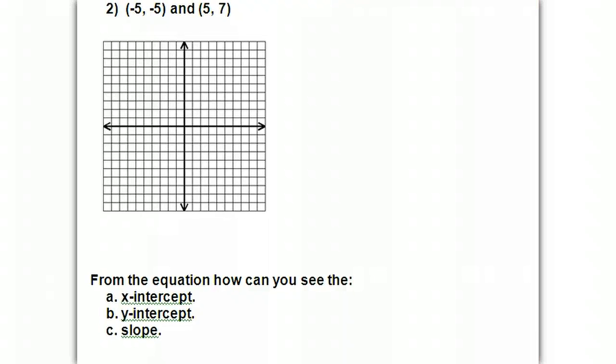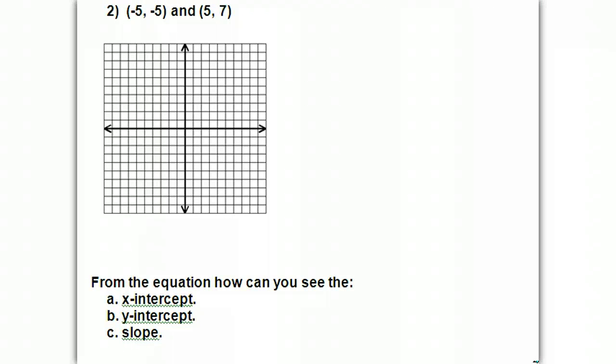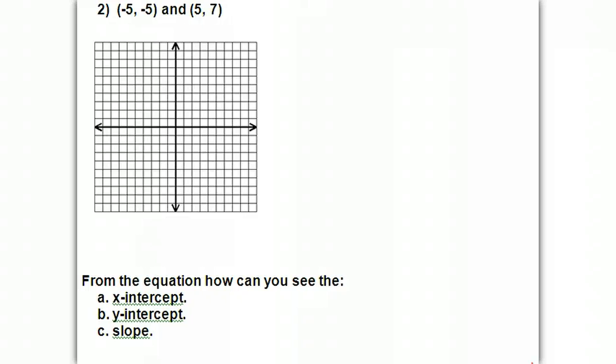Yeah, there we go. Okay, so here we've got the same question. We want to try to find the standard form, except here they're giving us 2 points. So just like before, we can go ahead and graph this out here. So minus 5 and minus 5 is there, and 5 and 7 is there.